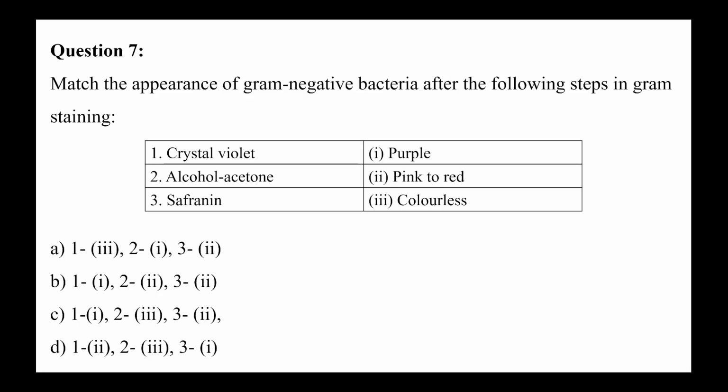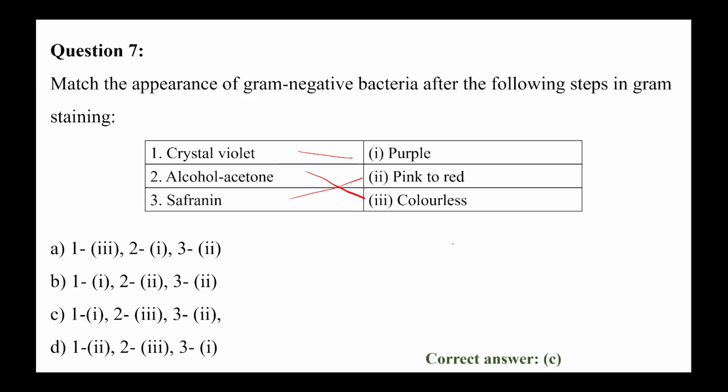So by the name itself, you can see it has violet in its name. So it will stain the cells purple or violet in color. Alcohol acetone is a washing step. I'll go through the gram staining procedure once so you will understand. And safranin, I told you, it is a pink red colored dye, so it stains the cells pink. Okay. The correct answer would be option C, crystal violet purple, alcohol acetone colorless, and safranin pink.